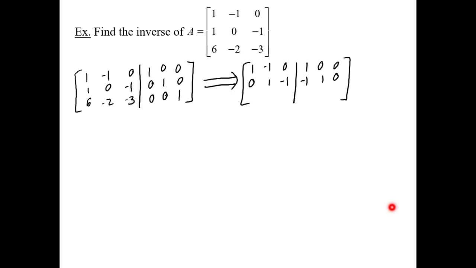Let's do negative 6 times the top row and then add the bottom row. So negative 6 times the top row plus the bottom row is 0. Negative 6 times the top row is 6 plus the bottom row is 4. Negative 6 times the top row is 0 plus the bottom row is negative 3. Then negative 6 plus the bottom row is still negative 6. Then 0 plus 0 is still 0. Then 0 plus the bottom row is 1.